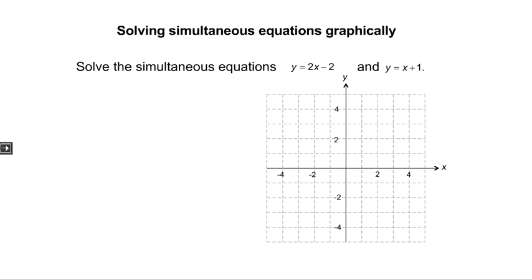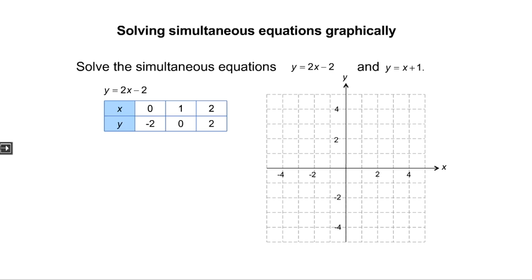So here's example 1. Solve the simultaneous equations y equals 2x minus 2 and y equals x plus 1. So I'm going to show the strategy of using a table of values, but you can also use the first strategy I showed using the slope and the intercept. Should be pretty easy for this first graph. And so we have y equals 2x minus 2.